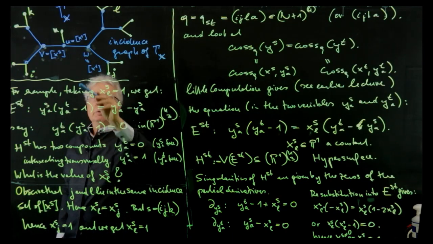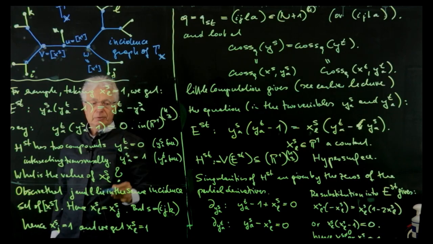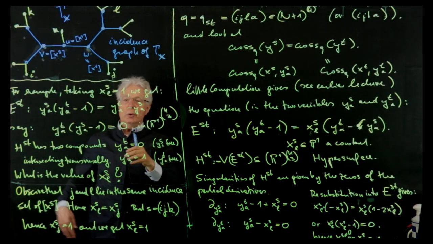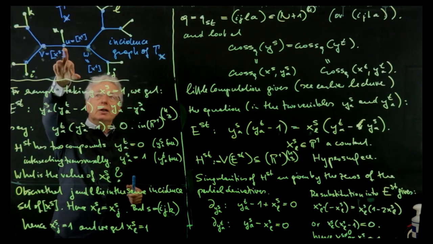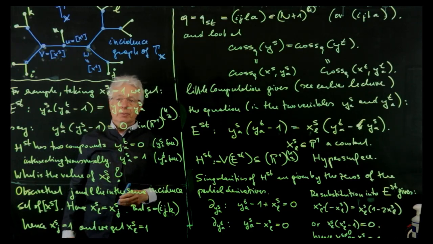And I will try to explain also why, if you have two non-adjacent vertices, the respective components do not intersect. It's a little bit disturbing because you have not done anything to the equation by inserting this M here, but you will see how it works.